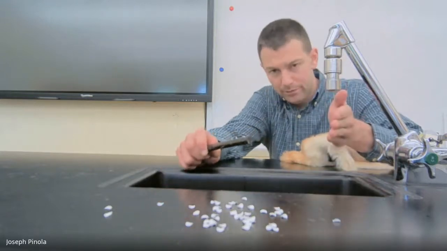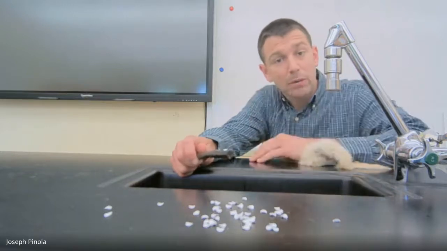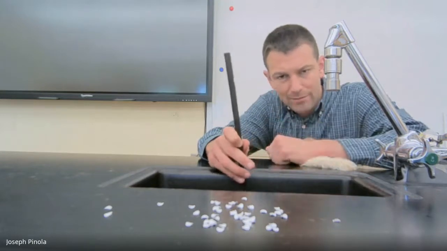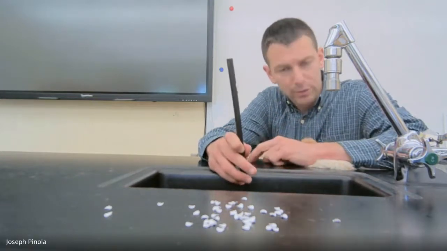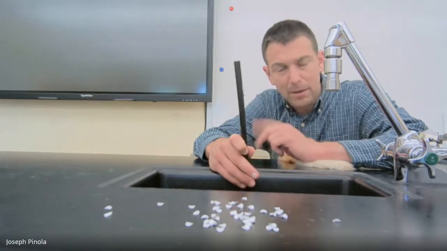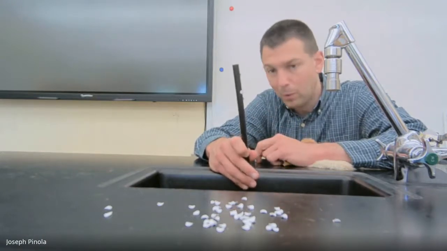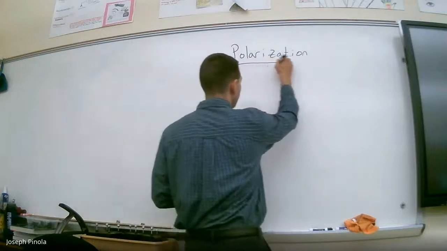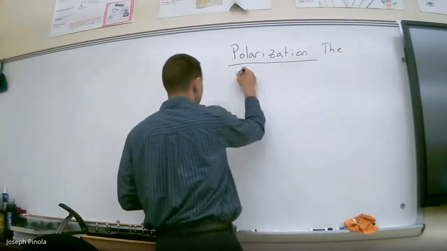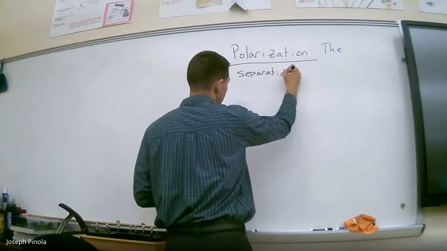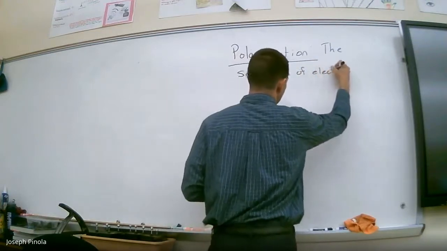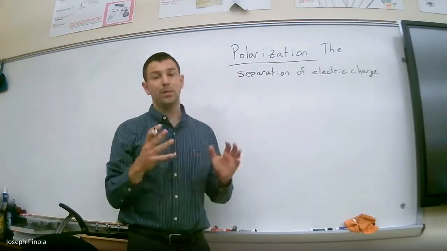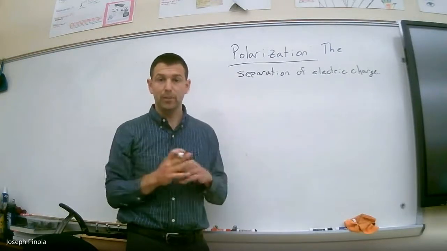Why was the water, which was neutral, and why were the bits of paper, which were neutral, attracted to a negatively charged rubber rod? The answer is polarization. And we're going to start off today by taking a look at how polarization works. By definition, polarization is the separation of electric charge. Separation, meaning two things are separated, they're far apart.